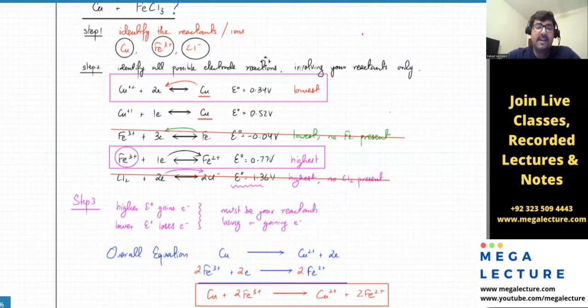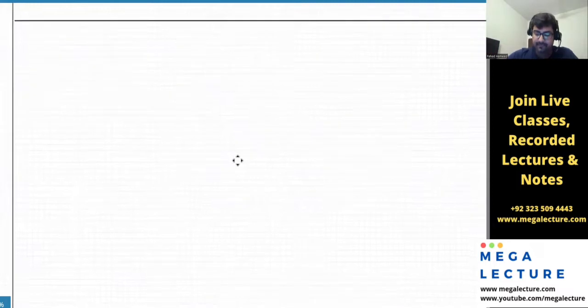So treat them as ions. Identify all the electrode reactions that involve these. Something would happen to them. Whether they lose or gain electrons, we don't know. Figure out who is the highest one and who's the lowest one. But it must be your reactant. It must be one of these three. There should be no fourth thing, okay? Anyways, let's start with another question.